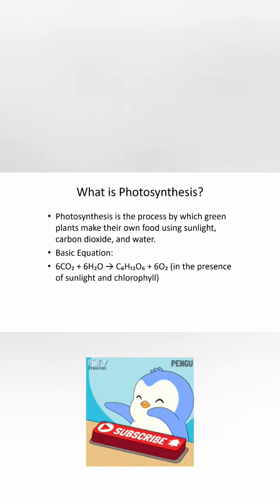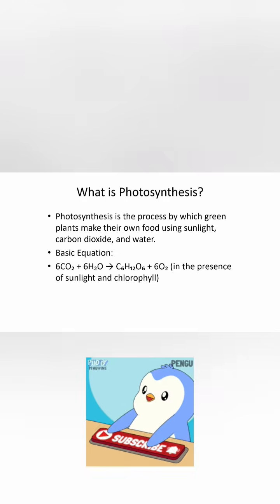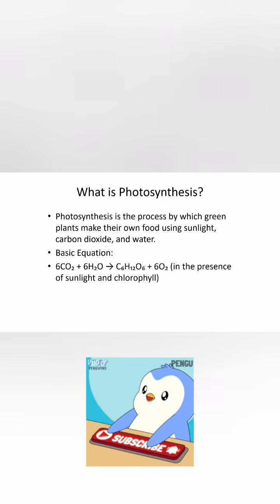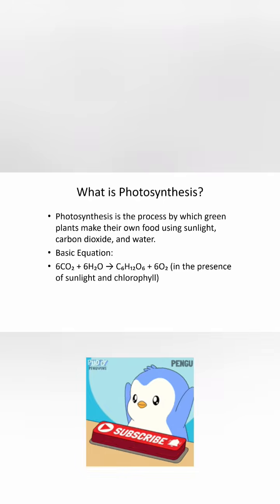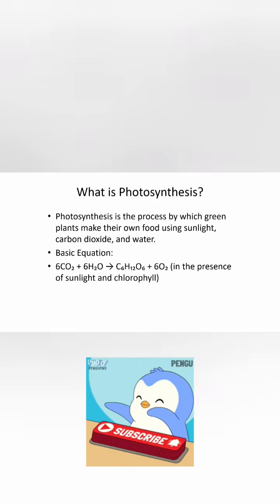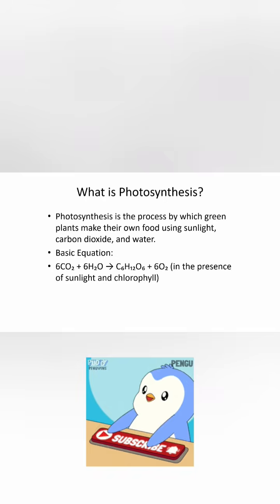It is the process by which green plants make their own food using sunlight, carbon dioxide, and water. Written down below is the basic equation to represent photosynthesis in a better view for your understanding. So why are the plants green in color?